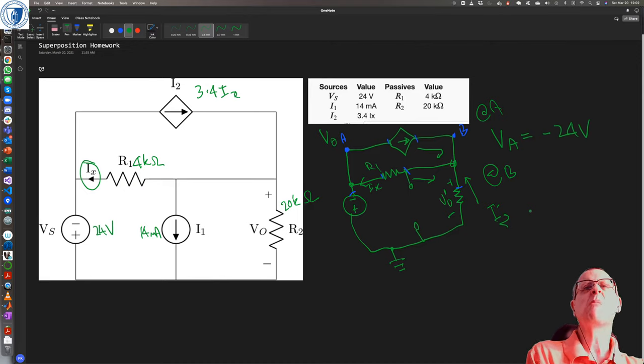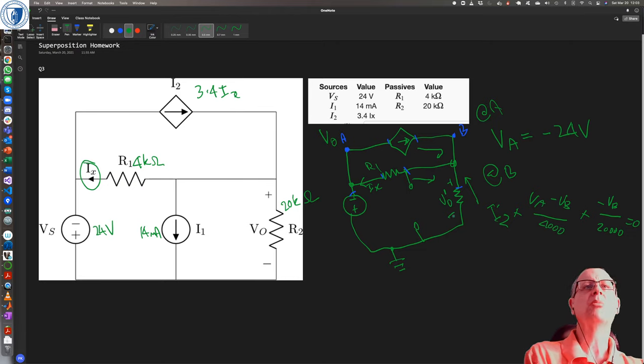Okay, so I2 is one current, and the other current is the current through R1, which is plus VA minus VB on R1, and R1 is 4 kilo ohms. And then this current here is 0 minus VB, so it's minus VB on R2, which is 20,000. And that equals 0.